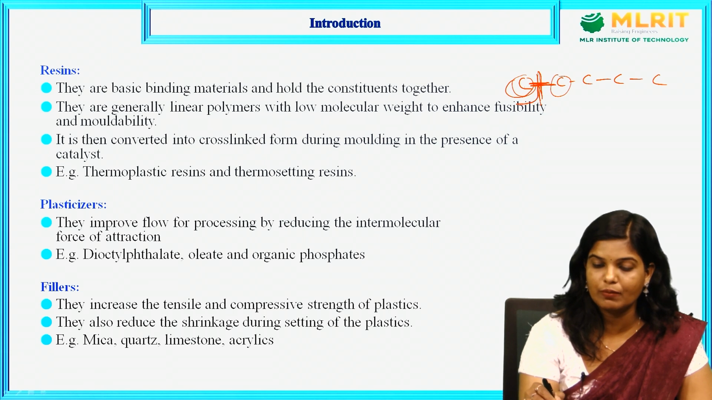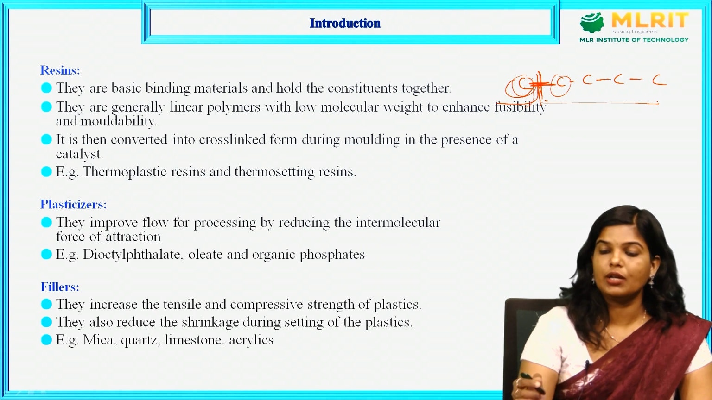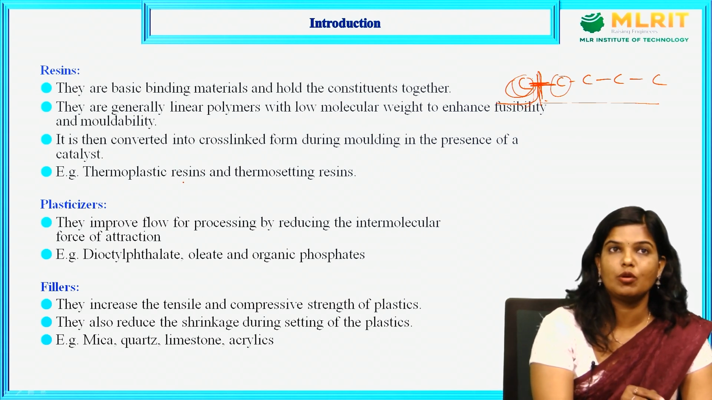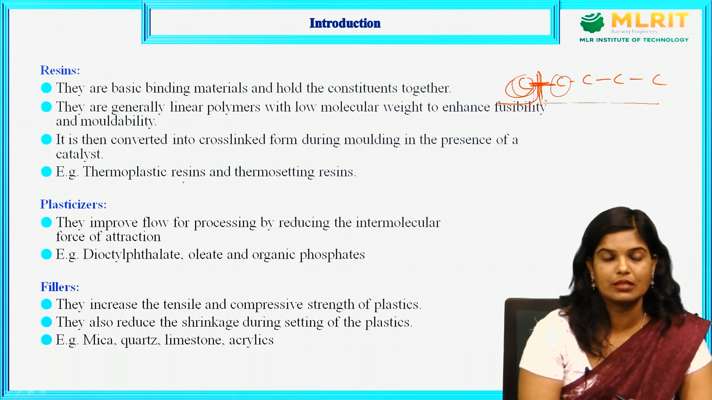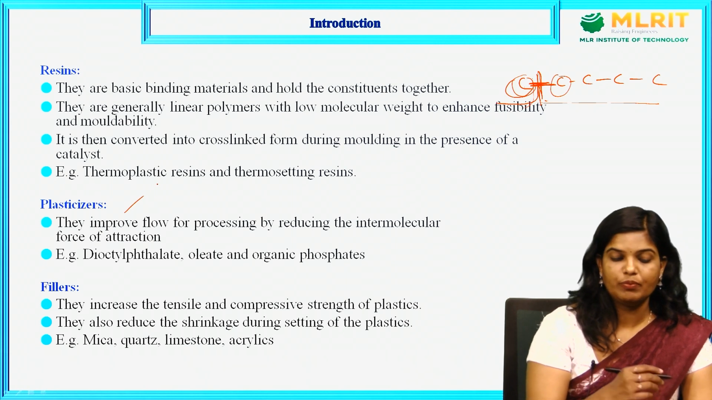This will become another monomer or polymer, and this type will be another polymer, so that it can be converted into different shapes. So what is happening now? We can get thermoplastic resins and thermosetting resins as examples. Now comes plasticizer. What is plasticizer?